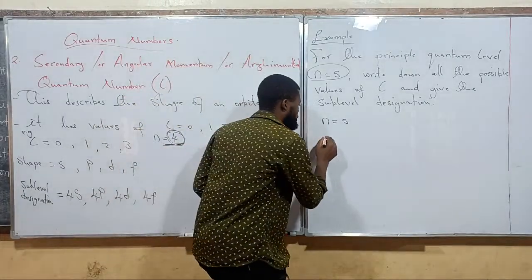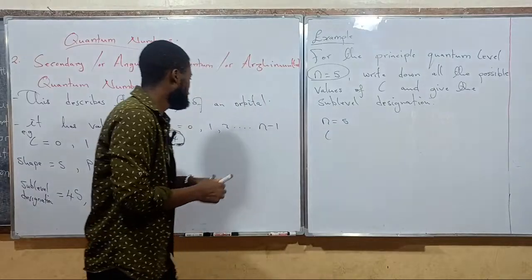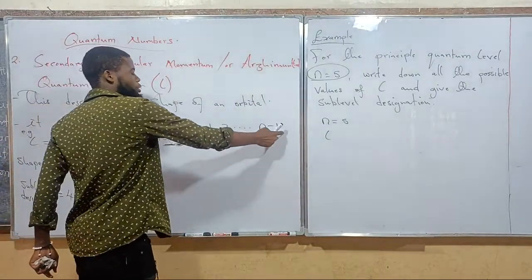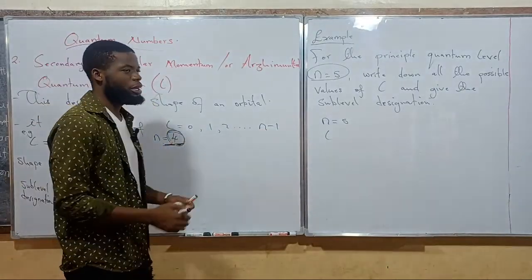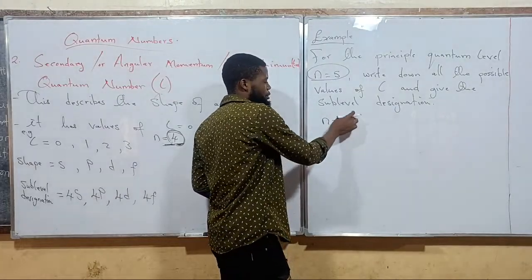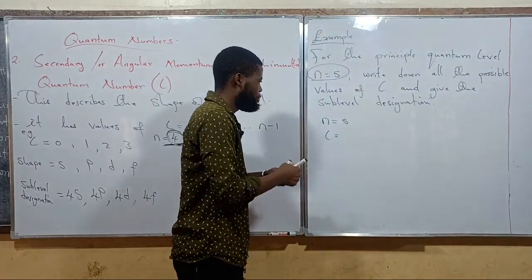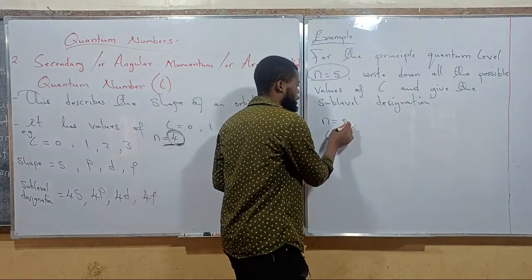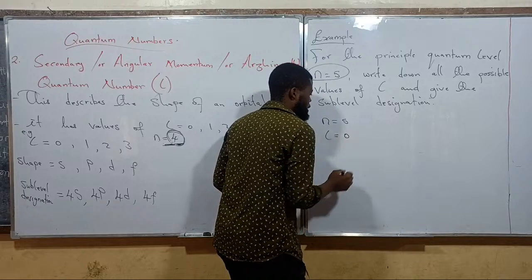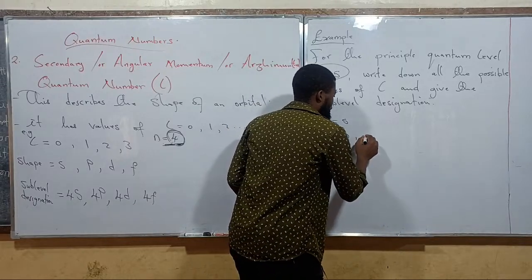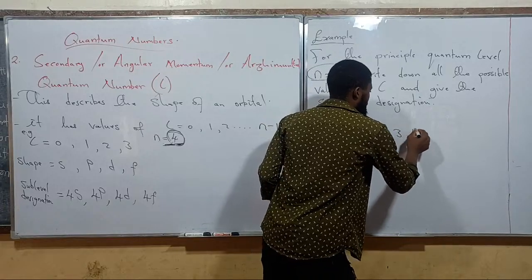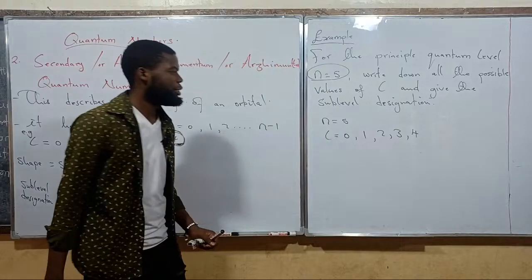So for the possible values of L, L will have the values of 0 up to n minus 1. So it will be 0, 1, 2, 3, up to where n will be less 1. So the values of L are going to be 0, 1, 2, 3, up to 4.